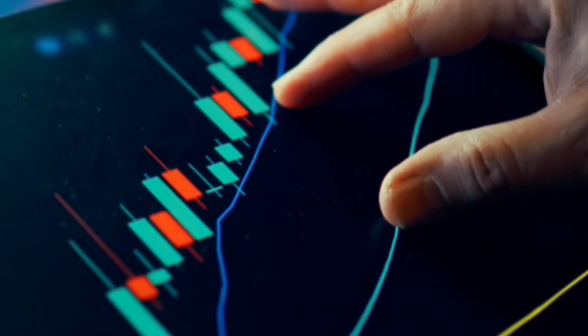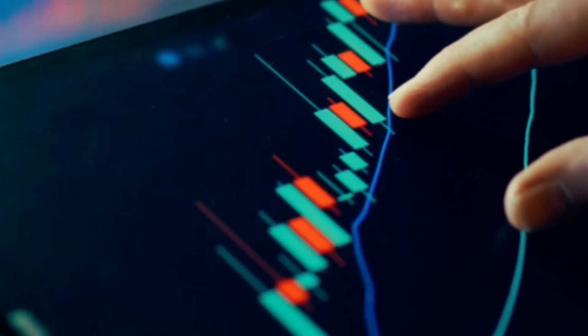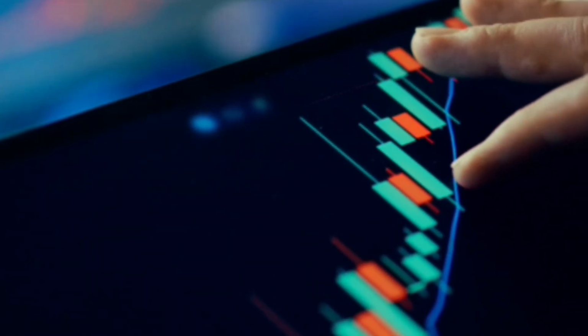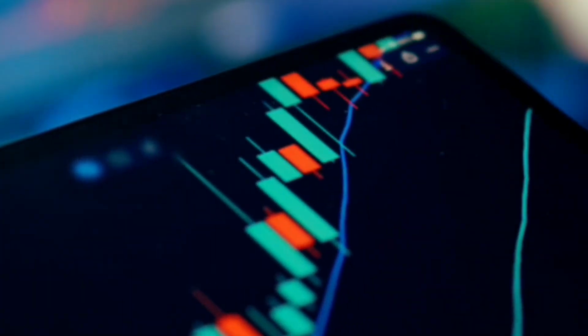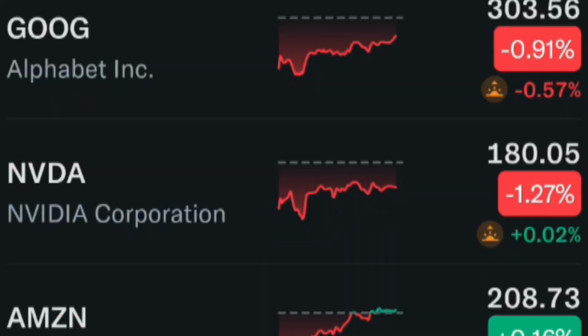The stock market moves every single second, and every small movement tells a story. Behind every green or red number on a trading screen, there are millions of decisions being made by investors, traders, institutions, and companies around the world. Some people are buying, some are selling, and others are simply watching the market closely to understand what might happen next.